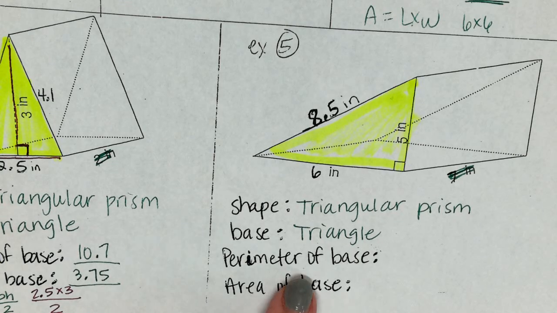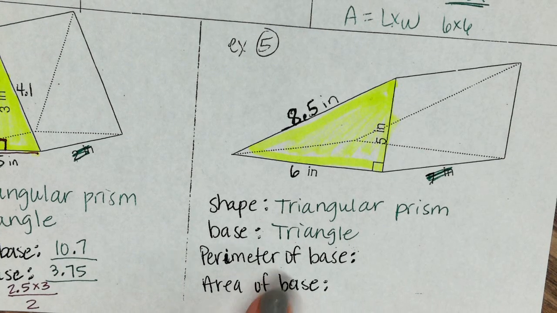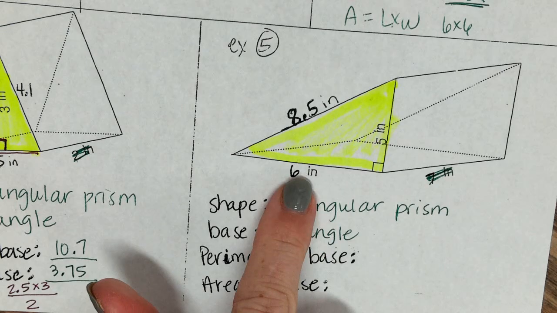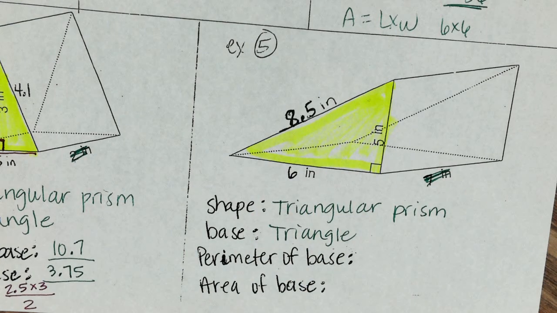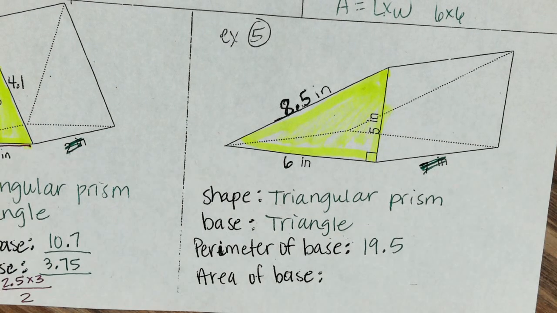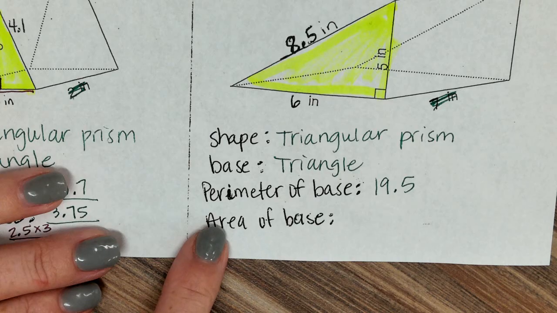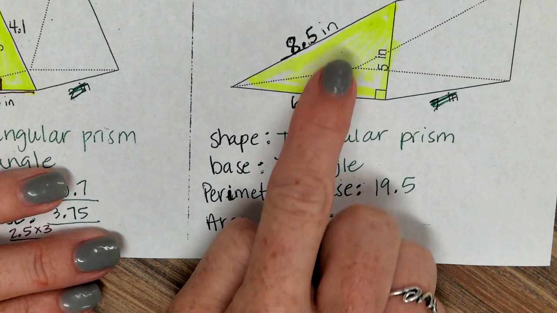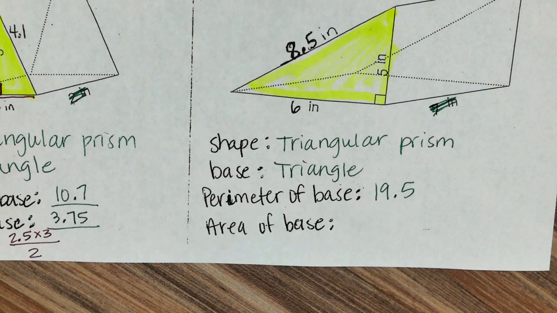Okay, how did you find perimeter? How do you find perimeter of anything? What sides am I going to add for this triangle? Perfect. 8.5 plus 5 plus 6, what did y'all get? 19.5. Wonderful. How do you find the area of the base since it's a triangle? Where do you go look?